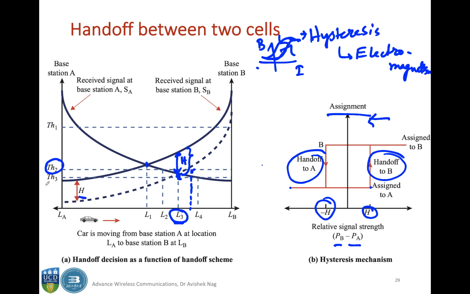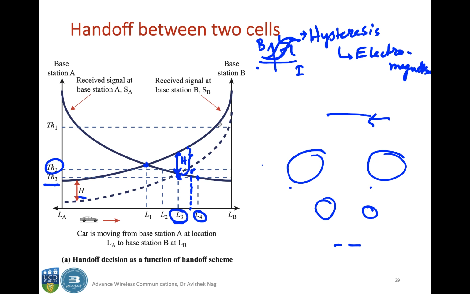Or if you choose threshold 3, then the relative signal strength of A is below a margin H as well as below this threshold, so your handoff will be initiated at L4, let's say. So you can have different types of strategies. You can choose relative signal strength, relative signal strength with threshold, relative signal strength with hysteresis, or relative signal strength with hysteresis and threshold.